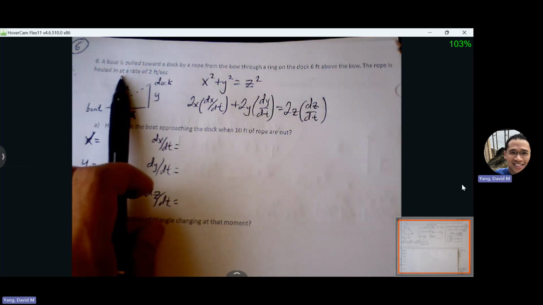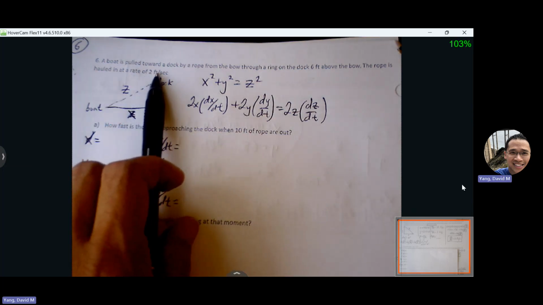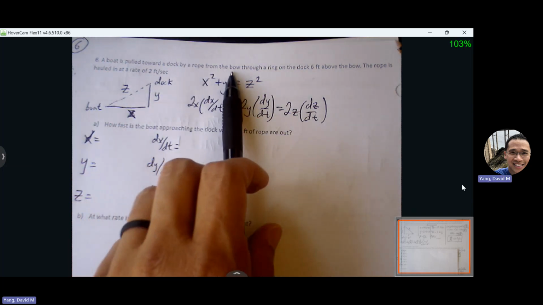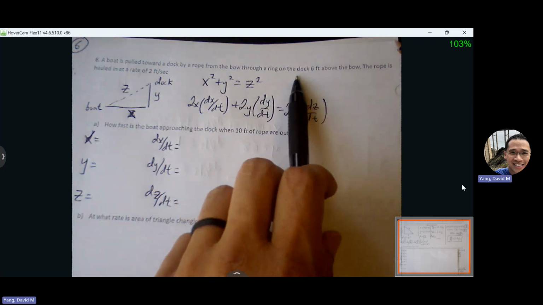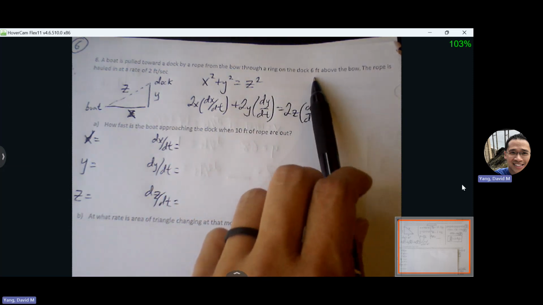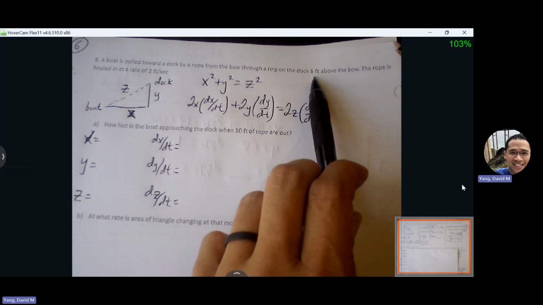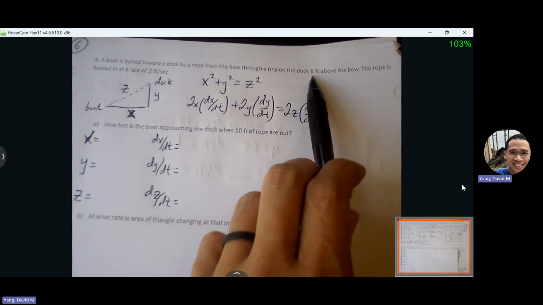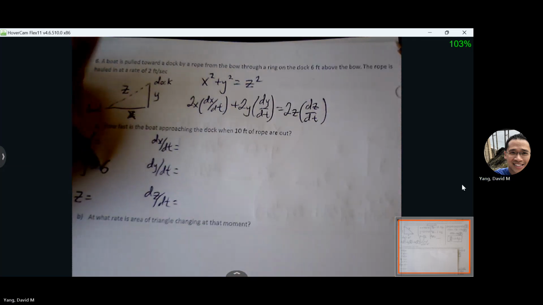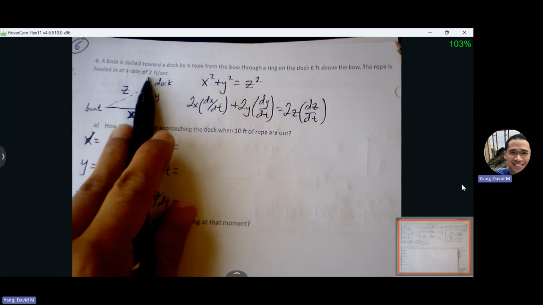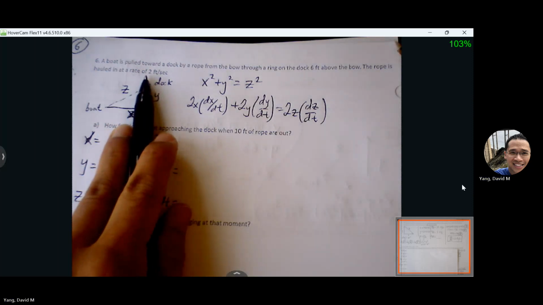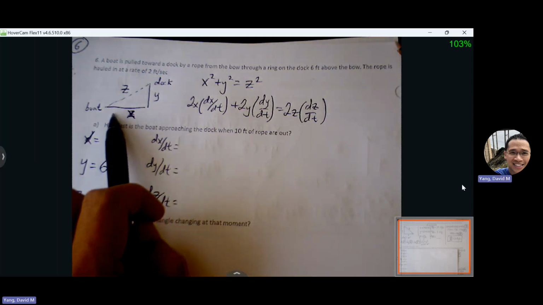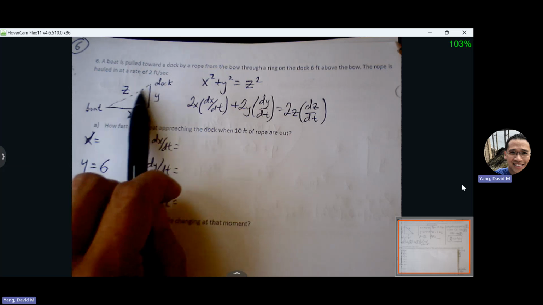All right, let's go through the question again here. Boat is pulled towards the dock by a rope from the bow through a ring on the dock 6 feet above the bow here. So what can we assign that 6 to be? Y, okay. The rope is hauled in at a rate of 2 feet per second.